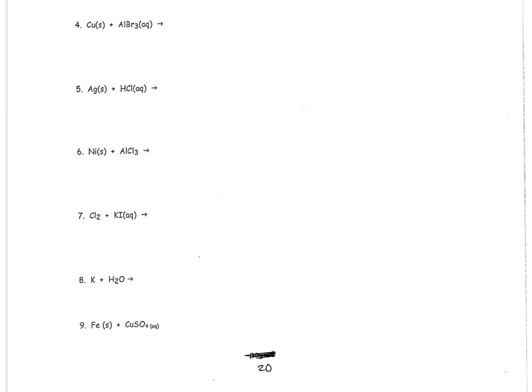Okay, in this next video, we are working with different single replacement reactions. So in this first reaction, we have copper reacting with aluminum bromide. And the way we're going to approach this reaction is we're going to compare the activity of copper and aluminum. And if you look at the metal activity series, it ends up that aluminum is more active than copper. Since aluminum is more active, copper can't displace the aluminum in the aluminum bromide, so this would be no reaction.